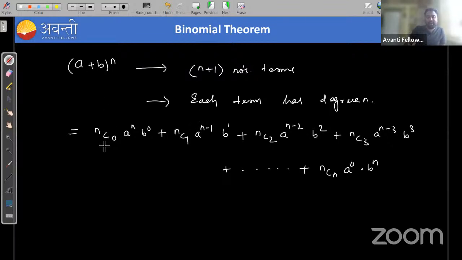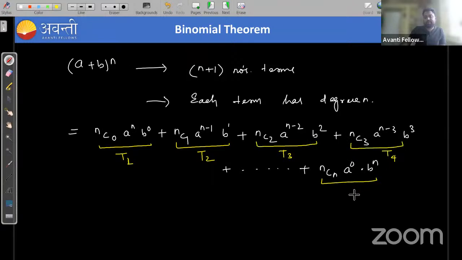Now this is my first term, t1. This is my second term, t2, this is my third term, t3, and this is my fourth term, t4, and this is my nth term, tn. Is it or not, guys? So the total number of terms is n plus 1, right?